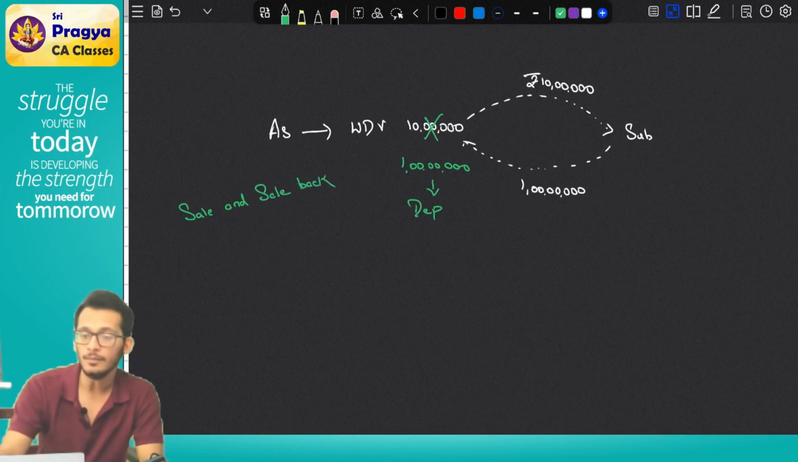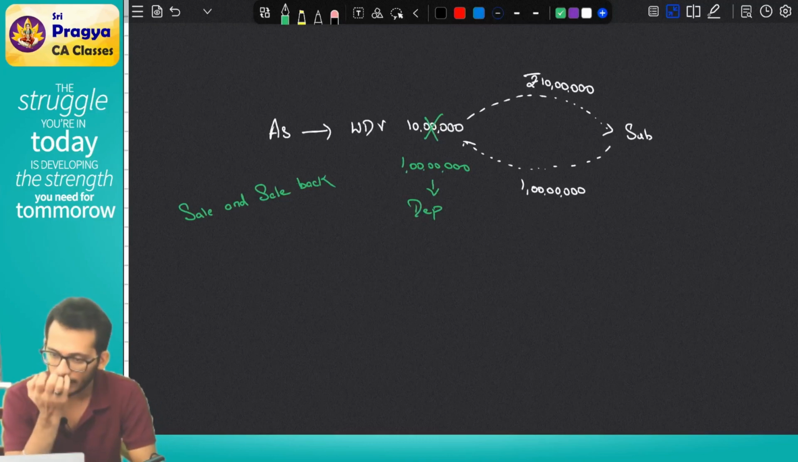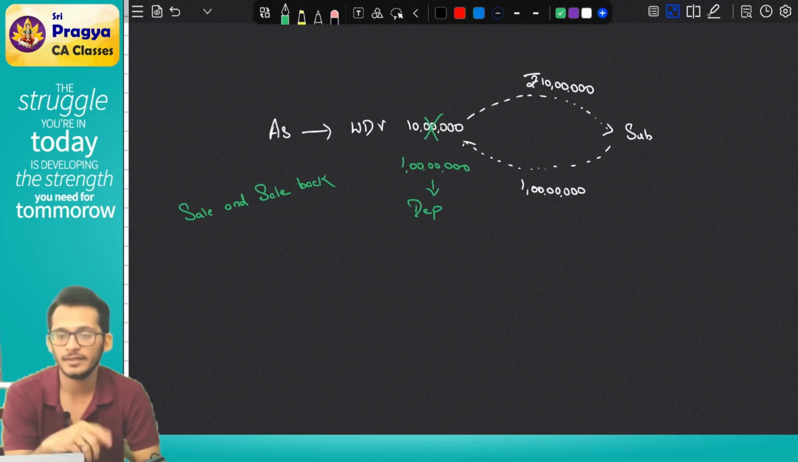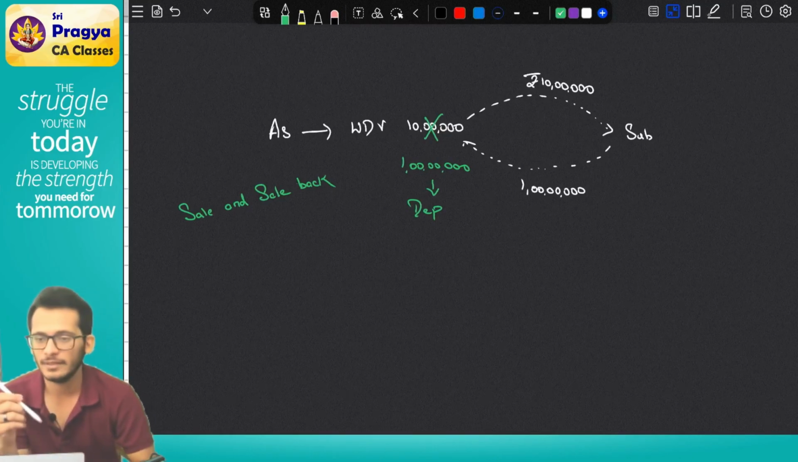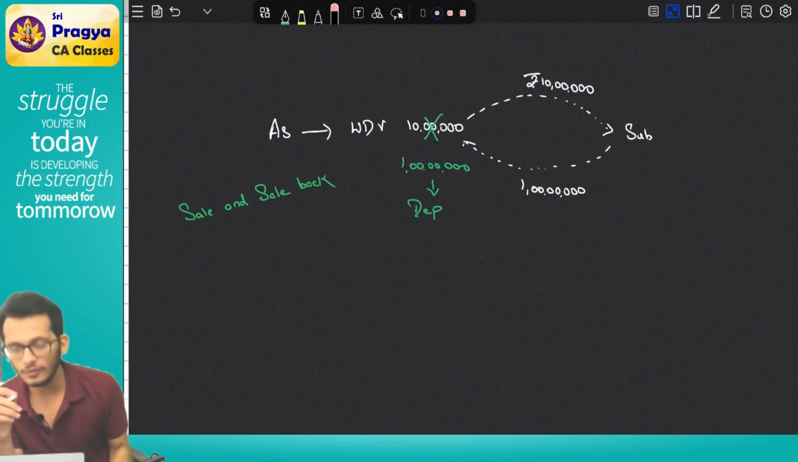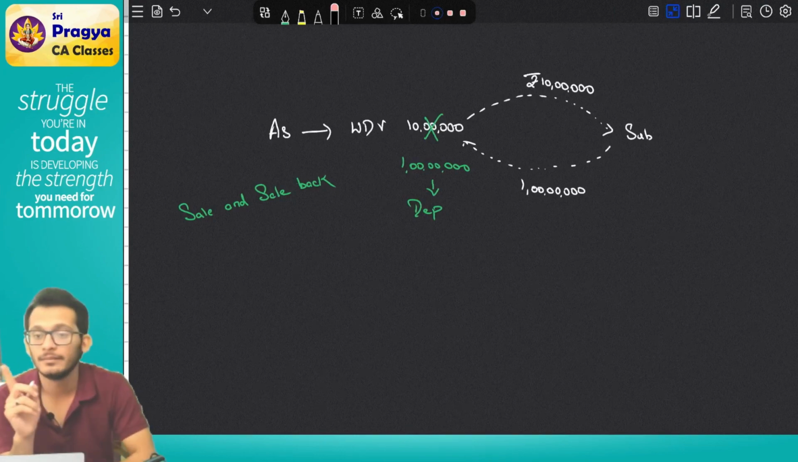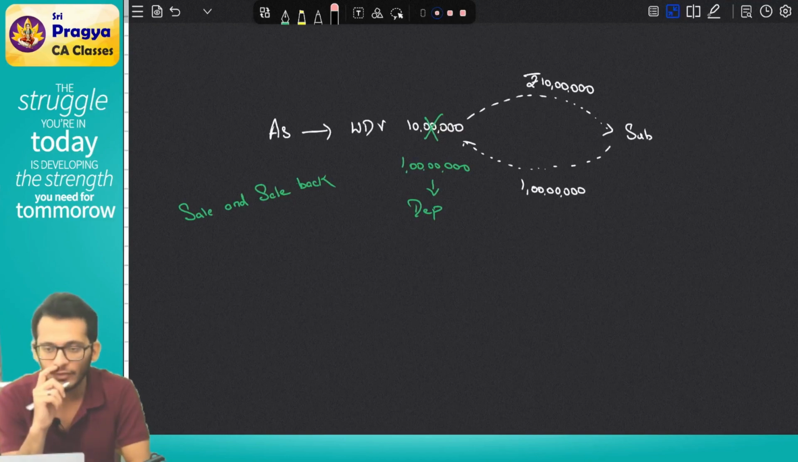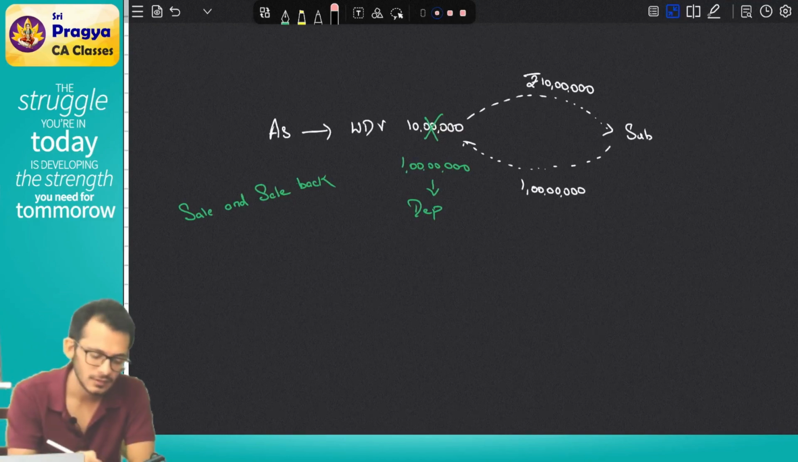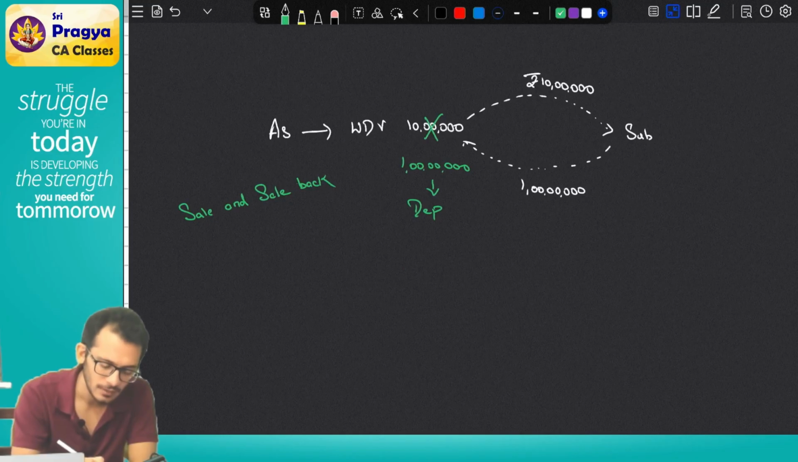What is this model called? Sale and sale back, or in simple English, it is called as transferred and reacquired. In this case, income tax came and said, boss, don't do all this nonsense. Had you not sold it, the price would have been 10 lakhs. I am going to give you depreciation only on 10 lakhs, which is nothing but the WDV of the original owner.